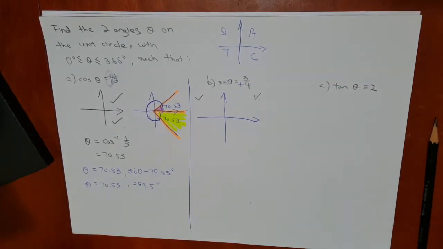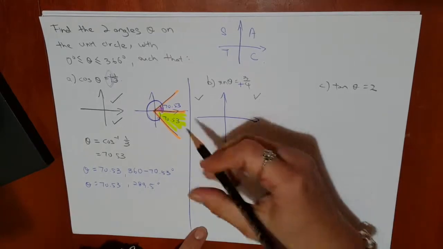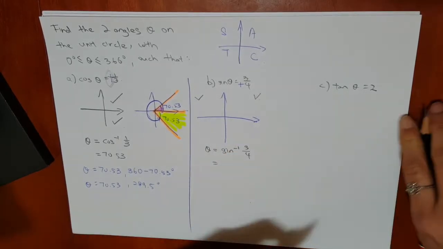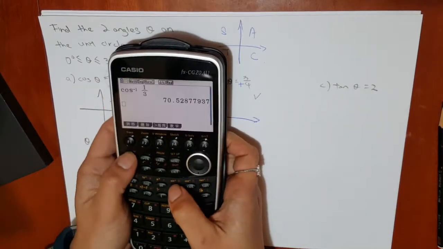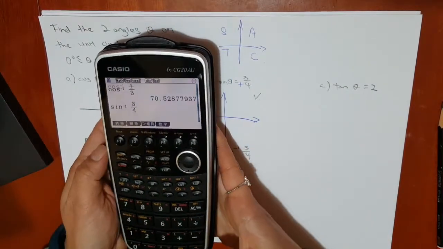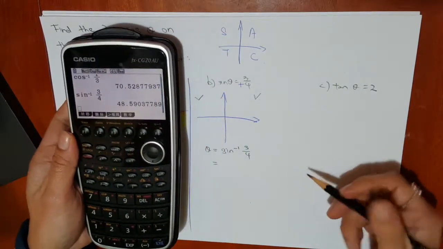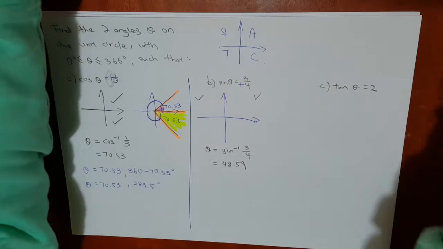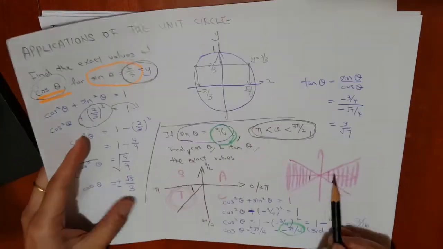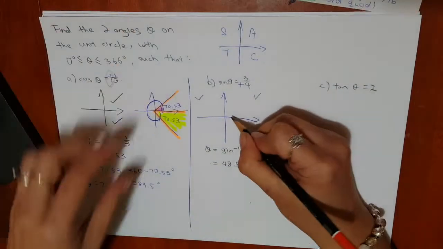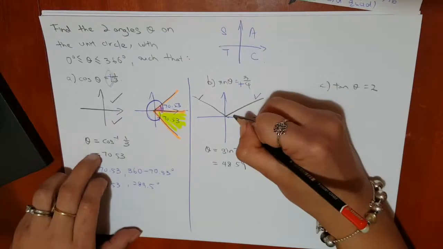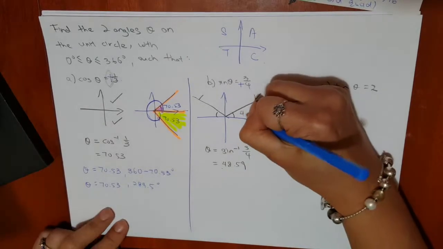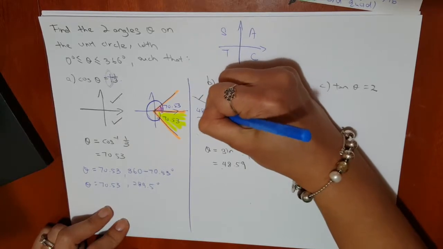How do we get the value of theta? Theta equals shift sine 3 over 4. So what do we get? On the calculator, shift sine 3 over 4 is equal to 48.59. So that's what we need, 48.59. Now we need to remember that our angles for the first and second quadrant are this one and this one, so they should be here. I have solved this, so this is 48.59 over here and 48.59 over here.